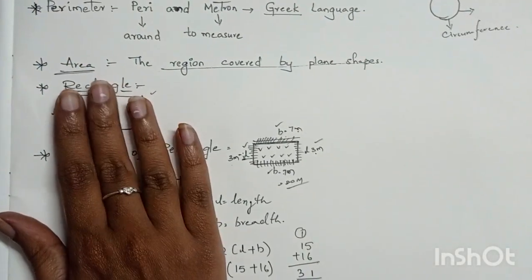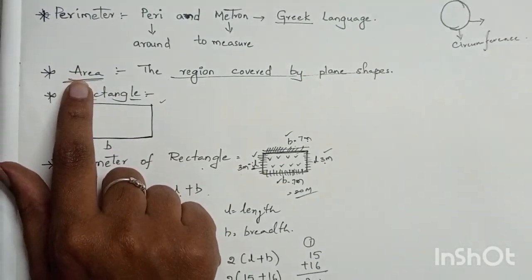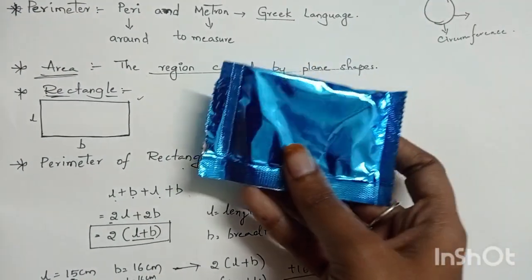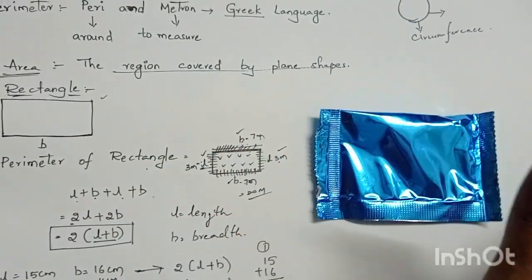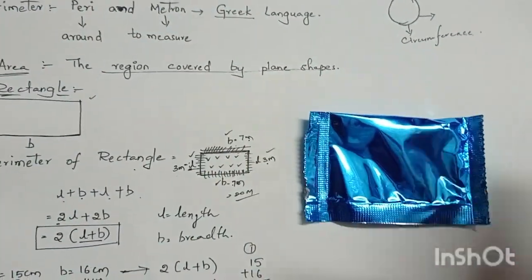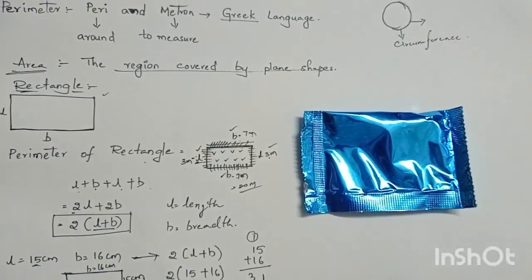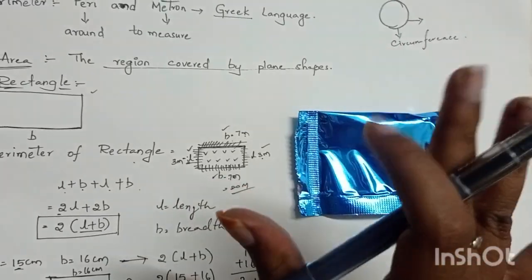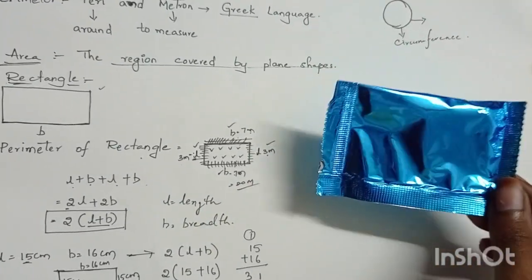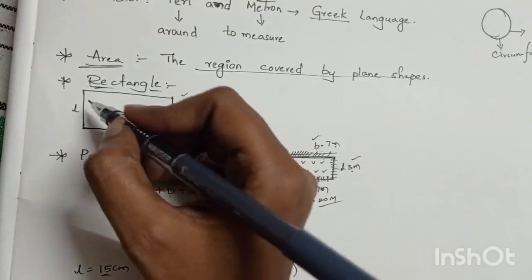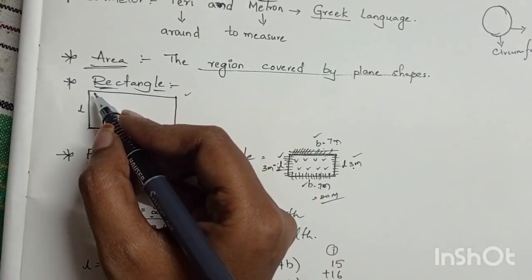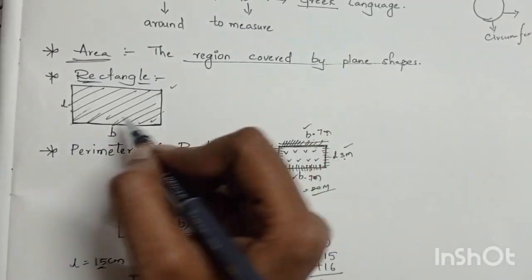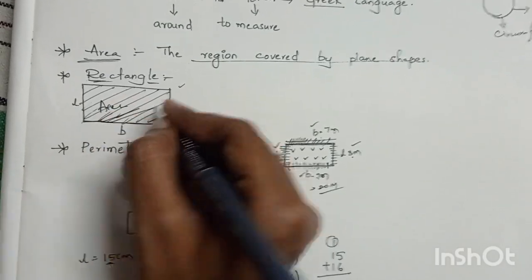Let's see what is area. So let's understand what is area. The region covered by a plane shape. For example, if we take a rectangular shape and keep it on a plain surface, not a curved surface, how much space it is taking, how much place it is occupying, that is called the area of that particular shape. So see this rectangle, if the outline is the perimeter, the inside, how much space it is taking, that is called the area of the rectangle.